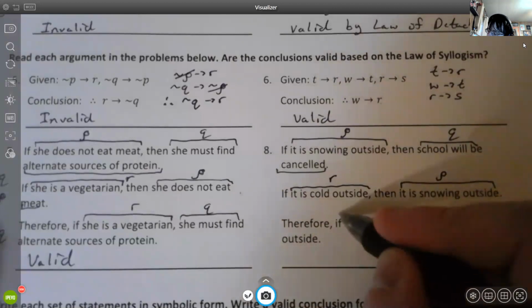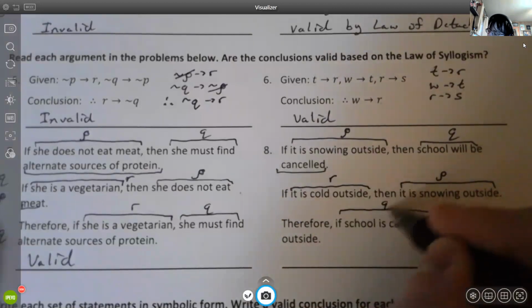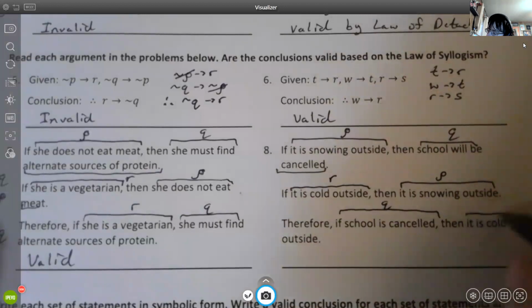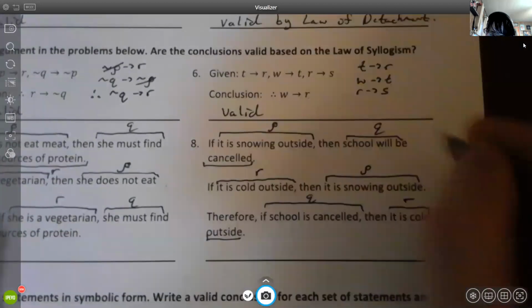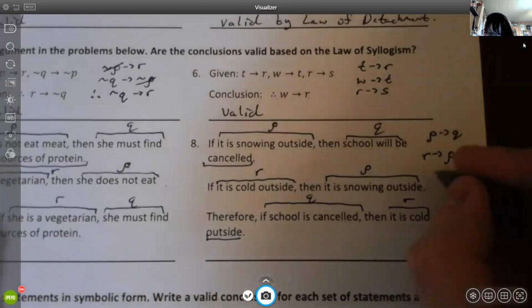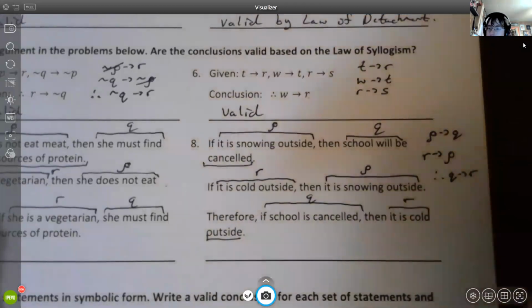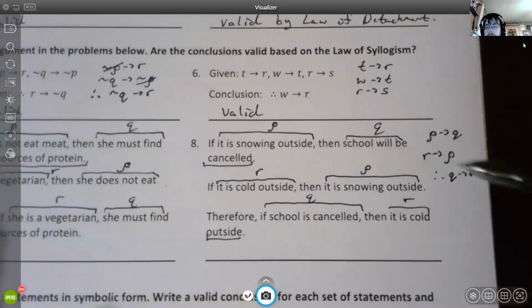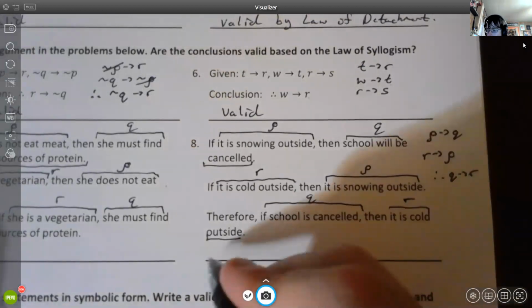Therefore, if school is canceled, that's Q. And it is cold outside, that is R again. So we end up with P implies Q, R implies P, therefore Q implies R. Again, we see that the diagonals match on P, so these get canceled out. And on the left side, we should have R, and on the right side, we should have Q. But in this case, we have therefore Q implies R instead of R implies Q, so this would be invalid.